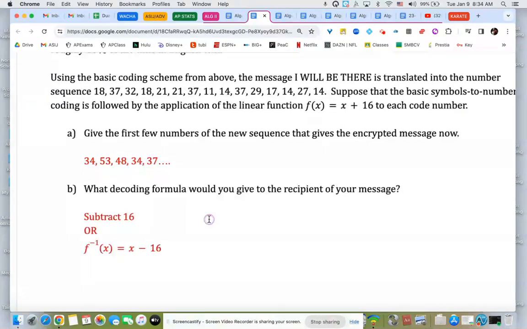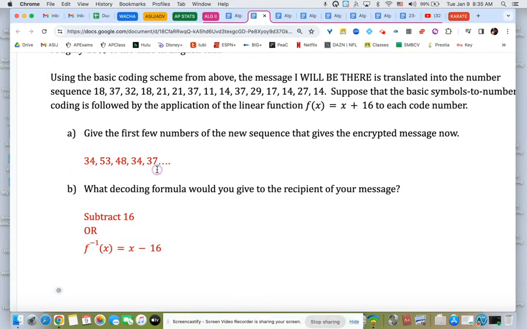Well, I added 16, so you might as well subtract 16 from everything, right? If you subtract 16, you'll get right back to this code that we had before. So how do we algebraically show that? Well, we can say it, subtract 16, but that's not algebraically, right? That's not what we're going for in this class. So algebraically, you're taking what was given to you, which is the x, right? And you're going to subtract 16 from all those numbers.